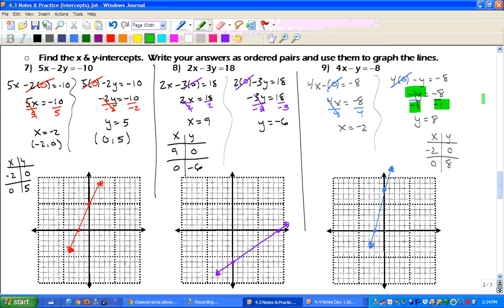Okay? Well, that's it for chapter 4.3 notes, talking about graphing linear equations by using intercepts.